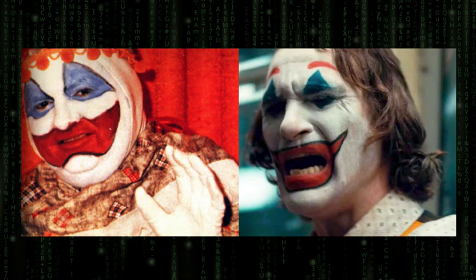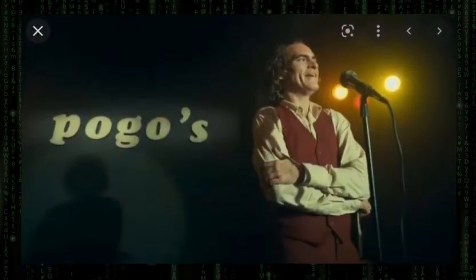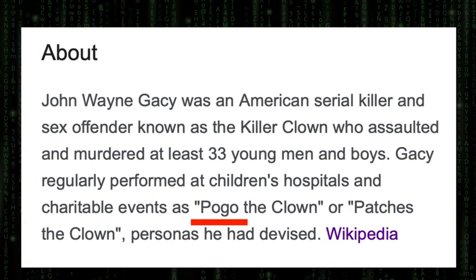The defining feature of John Wayne Gacy's face paint pattern is the blue triangles over the eyes. So Joaquin Phoenix's Joker from the 2019 award-winning Joker movie pays homage to John Wayne Gacy. Further homage is paid when Joaquin Phoenix's Joker, also known as Arthur Fleck, performs at Pogo's Comedy Club. Pogo was a nickname of John Wayne Gacy's alter ego as Pogo the Clown.